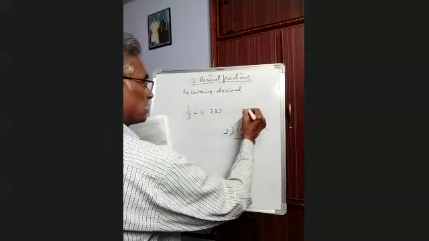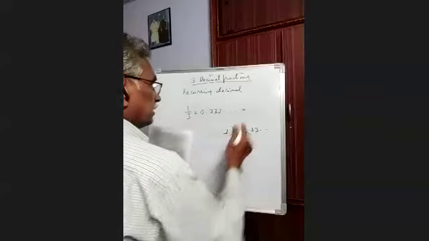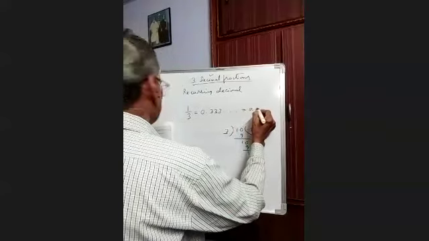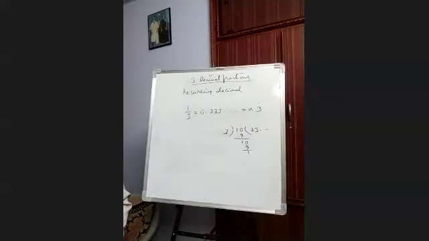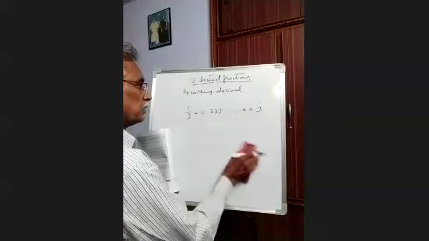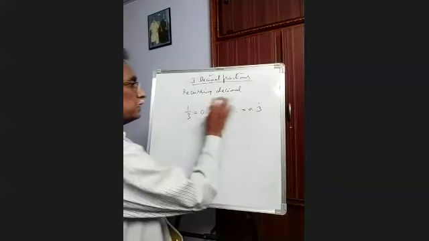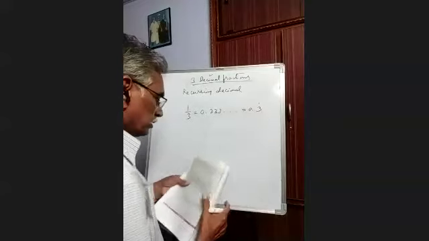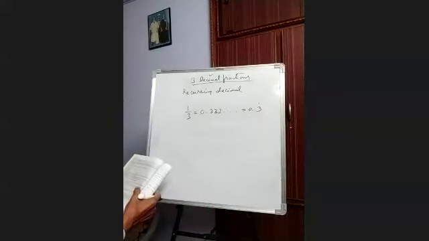The expression of this '3 and so on' is written as 0.3 with a dot over 3. That means 3 should be repeated. That is a recurring decimal, and the abbreviated form, the indication of this recurring decimal, will be like this. This is one example of a recurring decimal.